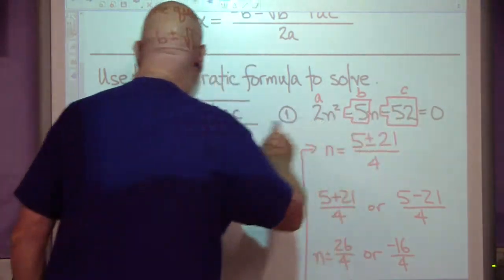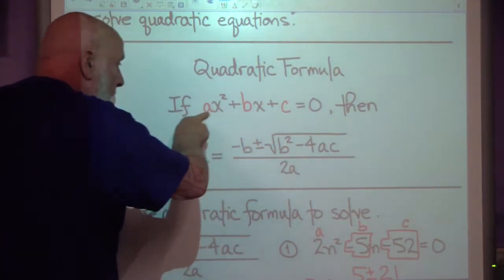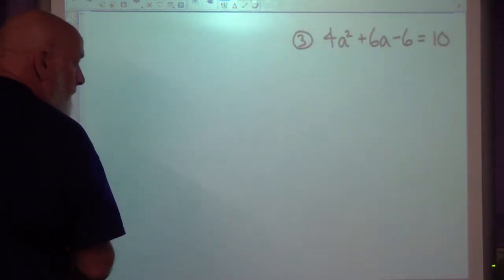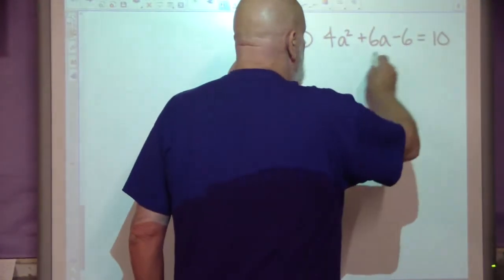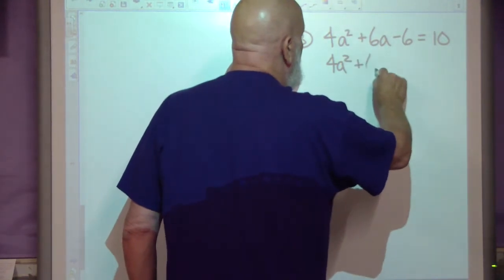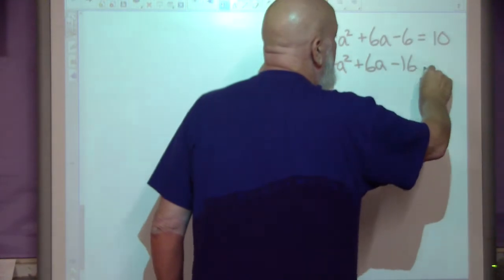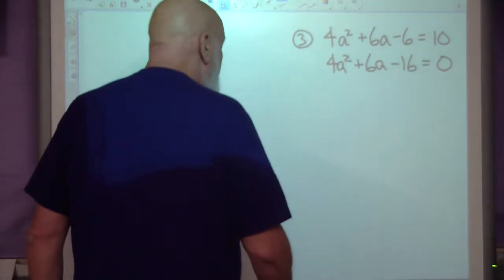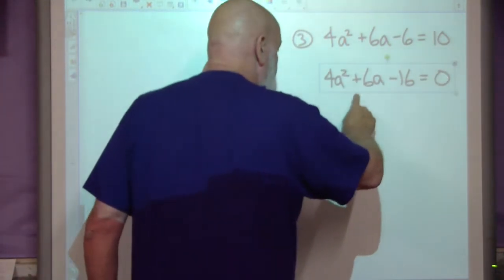That was set equal to 0, and the quadratic formula only works if the quadratic equation is set equal to 0. So this one isn't, so we're going to set it equal to 0 first. Subtracting 10 from both sides will yield negative 16. And now I can see that A is 4, B is 6, and C is negative 16.